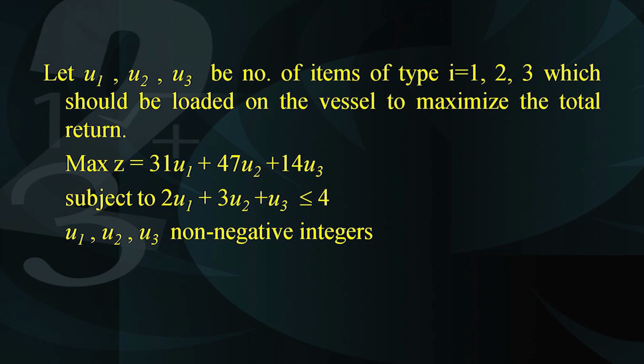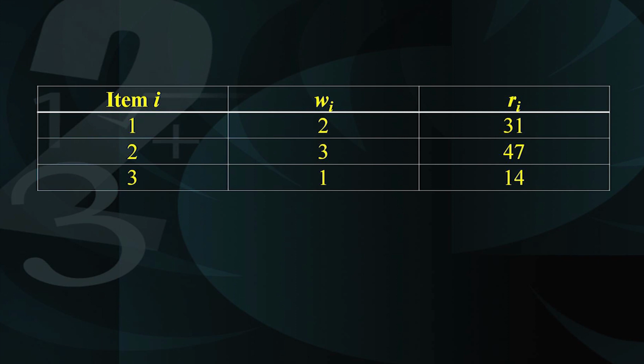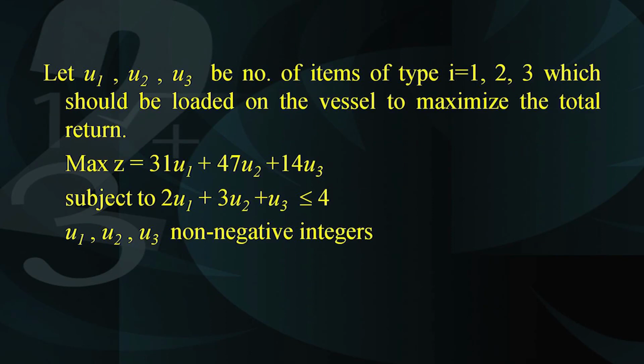u3. So, that is the return, and this has to be subject to the condition 2 times u1. Where did this 2 come from? This came from the data that is given in the table under the Wi column. So, 2 times u1 plus 3 times u2 plus u3 should be less than or equal to 4. And of course, as before, all the parameters u1, u2 and u3 should be non-negative integers, that is they should be greater than or equal to 0 and they should be integers.